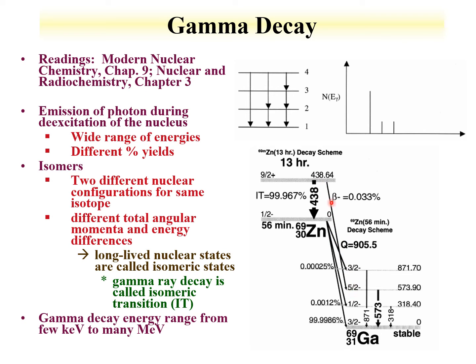In this case, it goes to a 5/2 minus state, whereas for the ground state of the zinc-69, it's 1/2 minus. It primarily goes to the 3/2 minus ground state of the gallium. And this decay from metastable state to the ground state is called an isomeric transition. And gamma decay energies range from a few keV to many MeV.